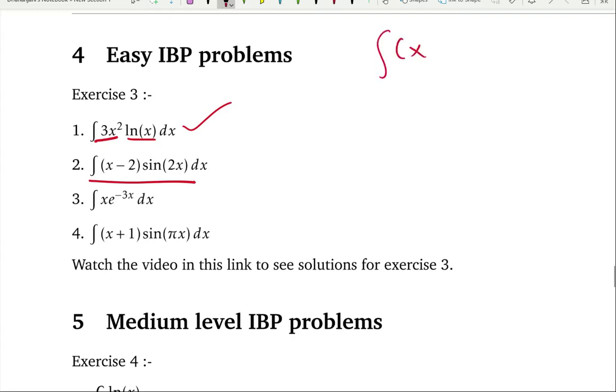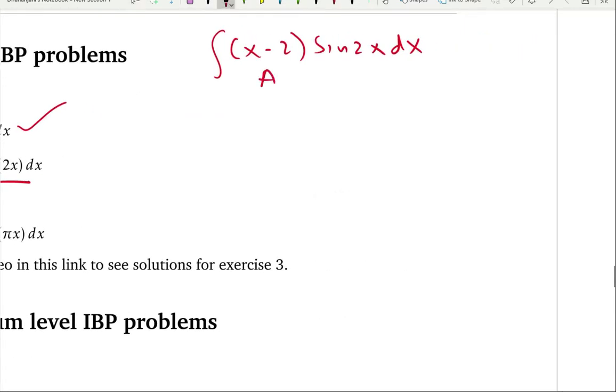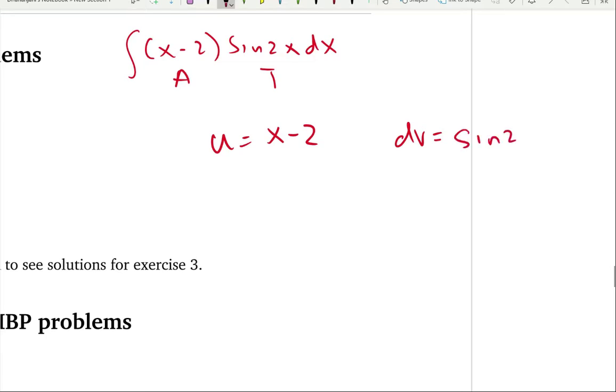So we have x minus 2 sine 2x. Now what is the choice for u? Well, we have an algebraic function and a trigonometric function. A comes before t, so u is x minus 2. Alright, so then dv is everything else, sine 2x dx.